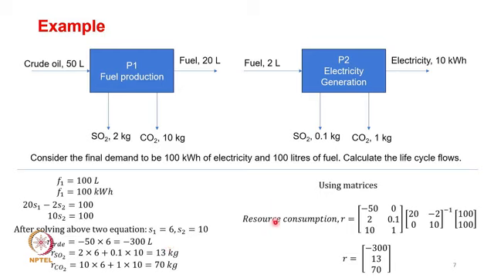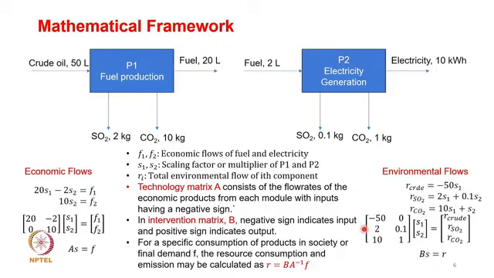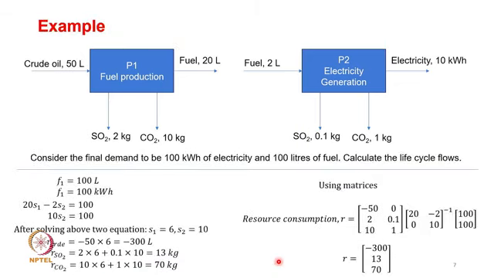Fine. So now we use this calculation by means of the resource consumption matrix. We have the matrices available. What we need to compute is this particular relation, which is B A inverse F. So how do you compute B A inverse F? This is your B matrix, which is coming from the previous step, and we have to compute the A inverse, and F is 100, 100. This would eventually result in minus 300, 13 and 70, which is the same as this.